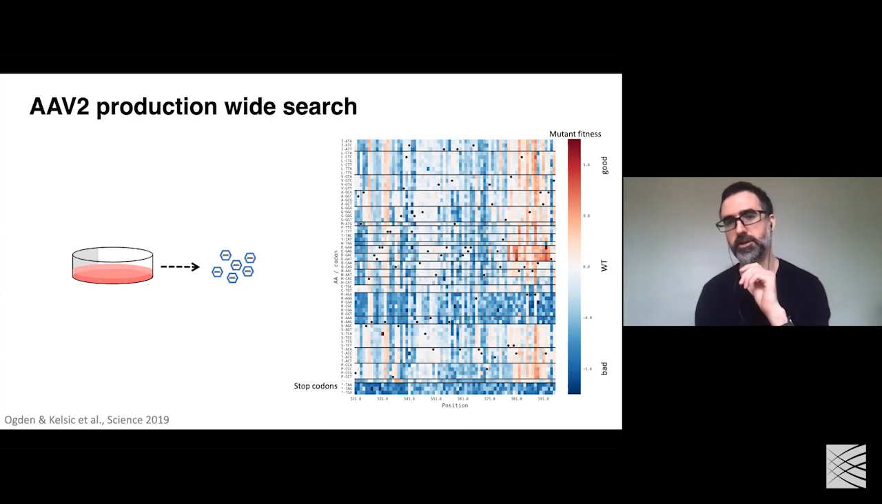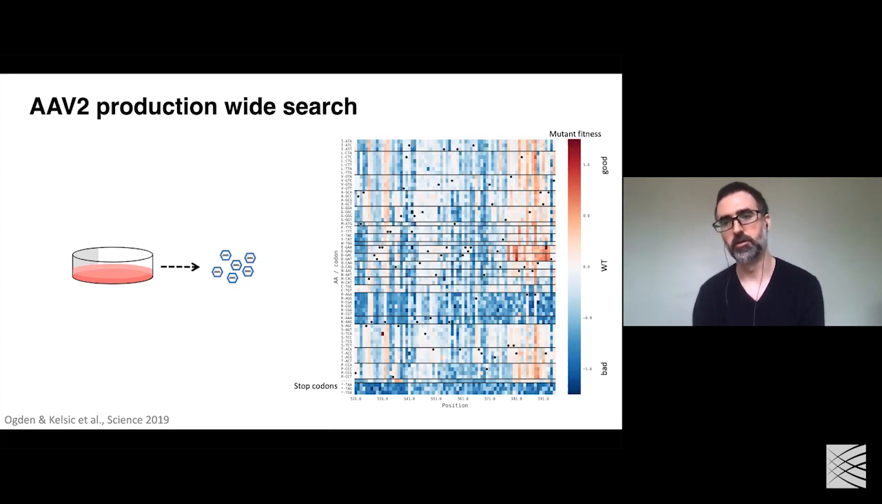So on the right is, again, another picture of that fitness landscape. The whites are neutral, same as the wild type in efficiency for production. Blue is deleterious and the red is beneficial. The black dot marks the wild type. And you can see in the rows, those are all the different codons. The black lines separate amino acid blocks, and the x-axis is the different positions within the capsid.